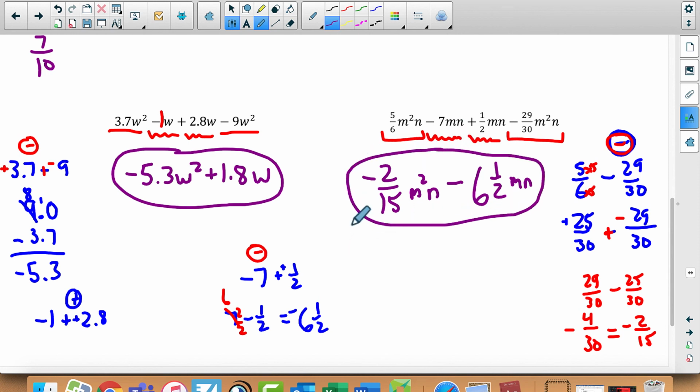All right, everyone. I hope that makes sense. We're bringing together some integers, some fractions, some decimals, and some combining monomials. Next day, we'll combine all sorts of different polynomials, like binomials and trinomials as well.